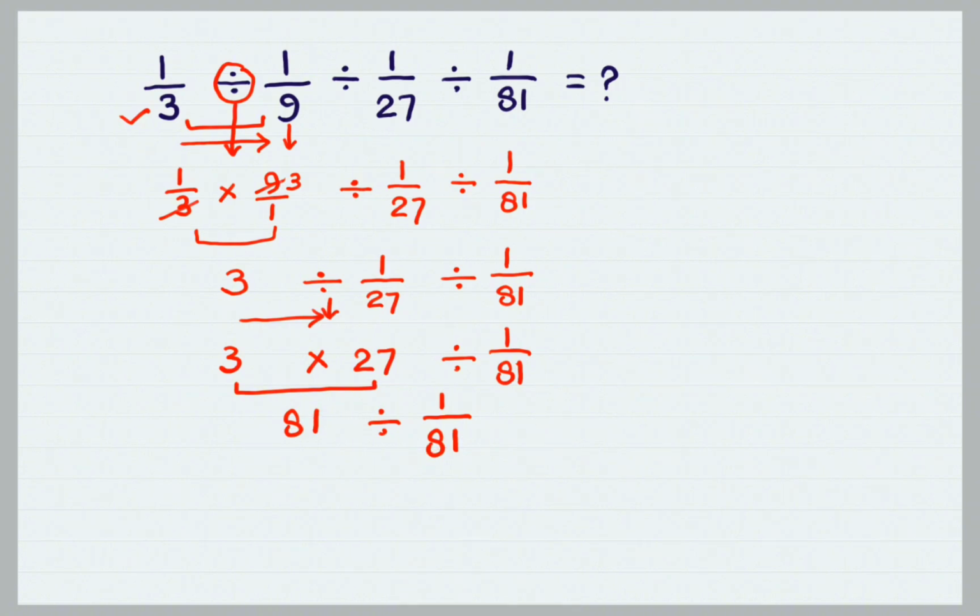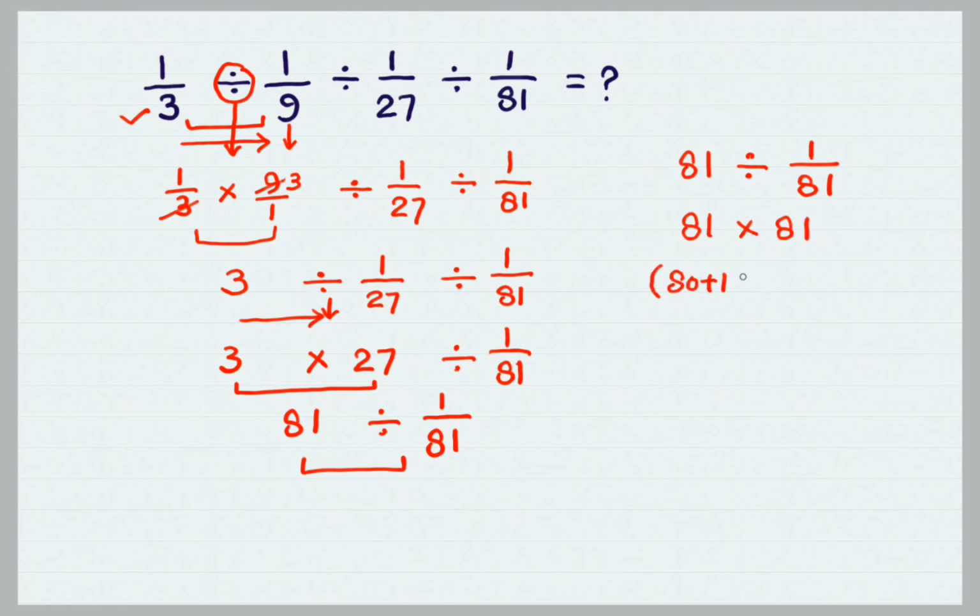Don't concern, it is wrong. So we have to apply the KCF rule. 81 divided by 1/81 can be written as 81 times 81. Now here, 81 can be written as (80 plus 1) times (80 plus 1).